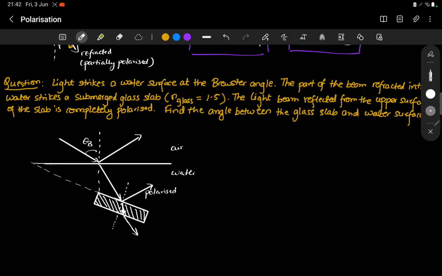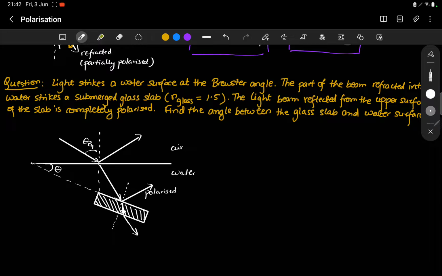So we want to find out this angle, this theta. This is the angle between the glass slab and the interface of air and water. So we are supposed to find out this angle theta right here. So let us look at the question and solve it.